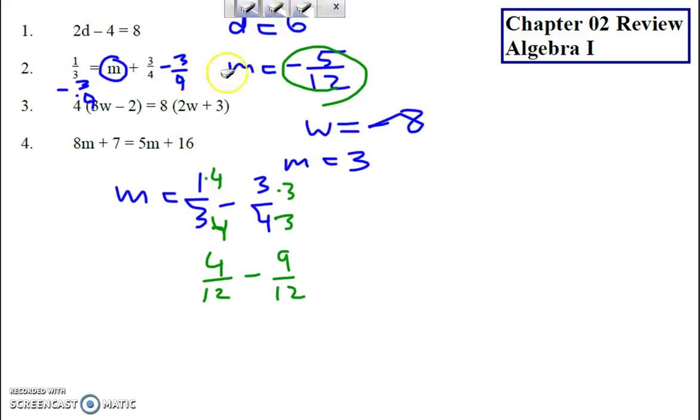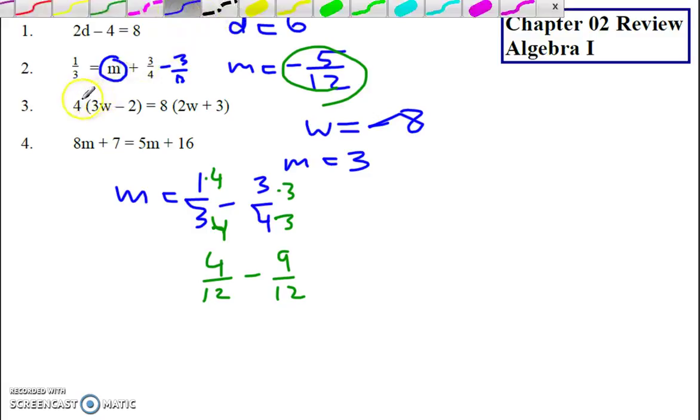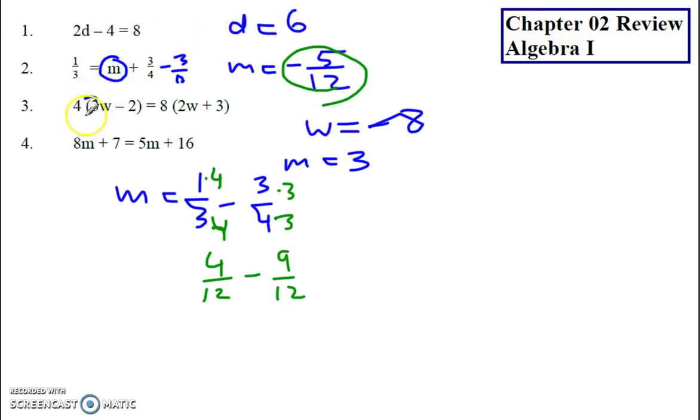Let's see. On number 3, make sure you're doing distributive property. 4 times 3 is 12w. 4 times negative 2 is negative 8. 8 times 2 is 16w, and 8 times 3 is 24.